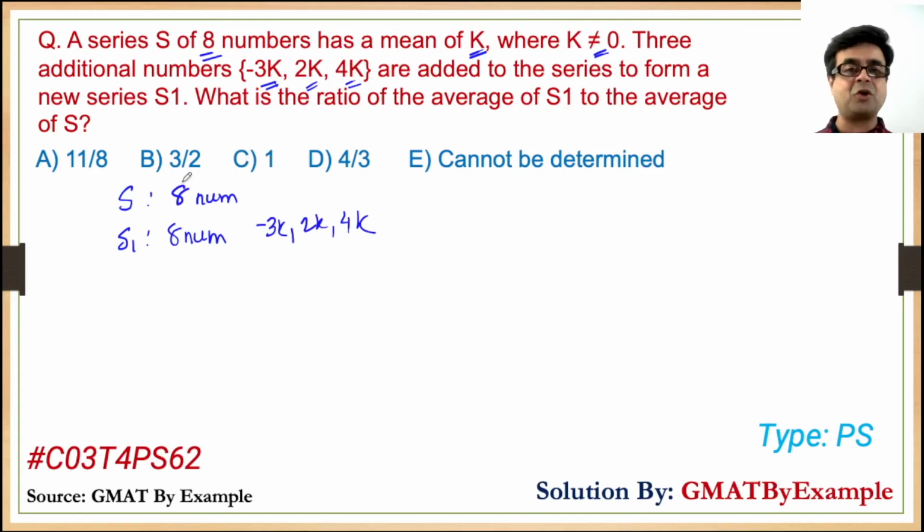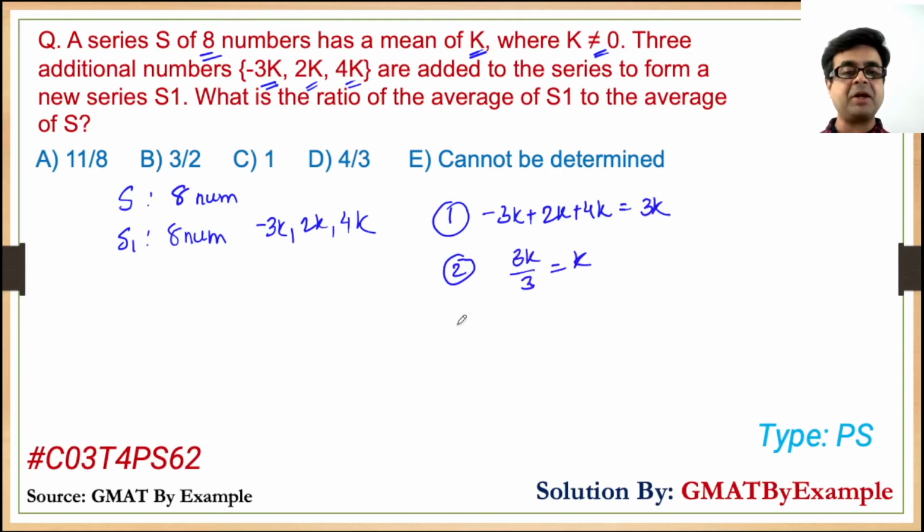Now we are going to follow the step-by-step process. The first step of the process was to add the new numbers. So when I add, I get 3k. Then find the mean of the new numbers. So that would be 3k divided by 3 equals k.